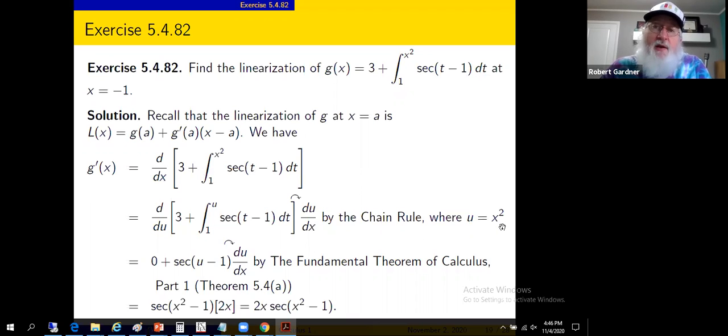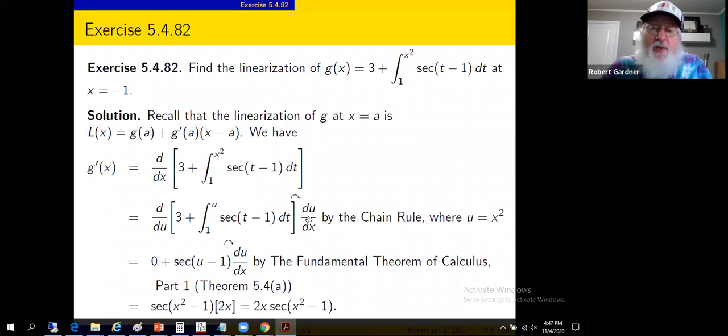Let's let u equal x squared. So this is becoming old news. We've done this several times. And then we'll use the chain rule. So we'll write this as an integral from 1 to u. We'll differentiate not with respect to x, but with respect to u. The chain rule then makes you stick a du dx on. The derivative of the 3, that's constant. Differentiate with respect to u the integral from 1 to u, the same thing as an upper limit as we have with the variable with which we're differentiating. Secant t minus 1. Fundamental theorem of calculus part 1 says you get secant with a t replaced with a u, minus 1. Secant u minus 1 is what you get from that.